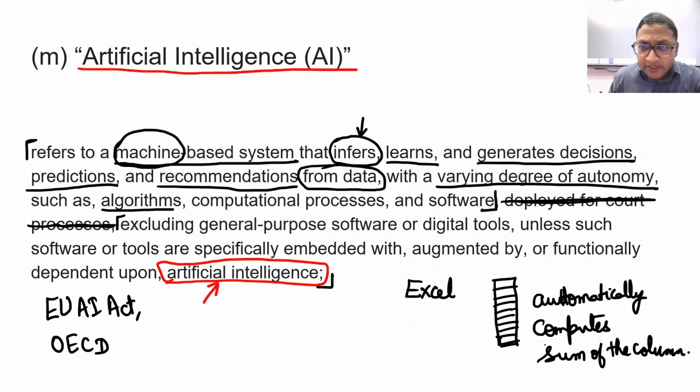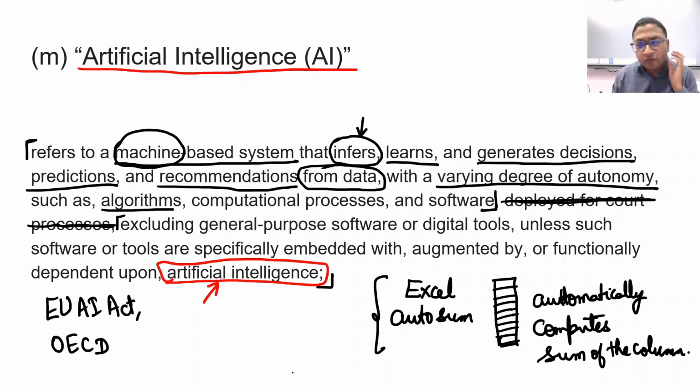Now, it's a machine-based system. It infers, because computing this sum infers, generates decisions, predictions, recommendations from data. So there is data. It has a varying degree of autonomy, and it's an algorithm or computational process and software. So why is Excel AutoSum not an AI? People in the AI community, people in the software community would agree that this is not AI the way we want to govern.